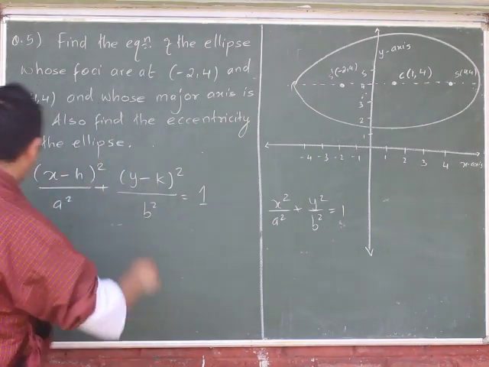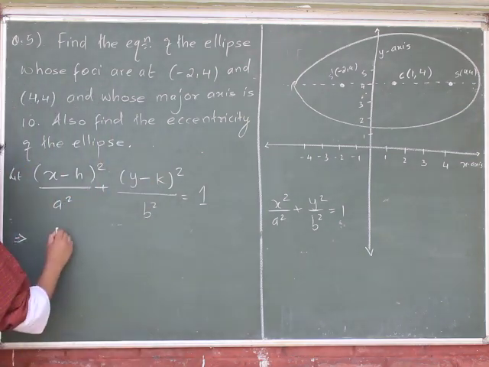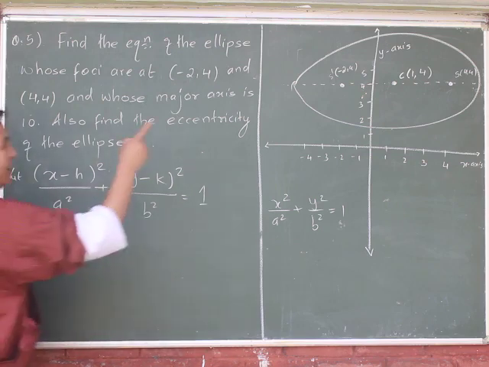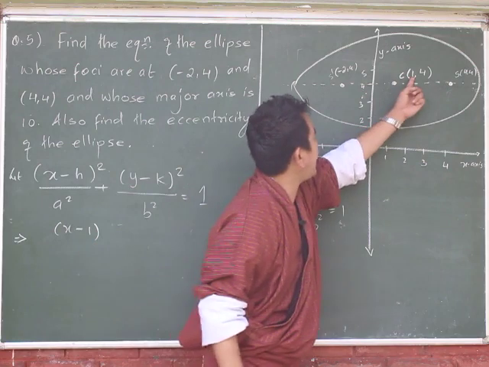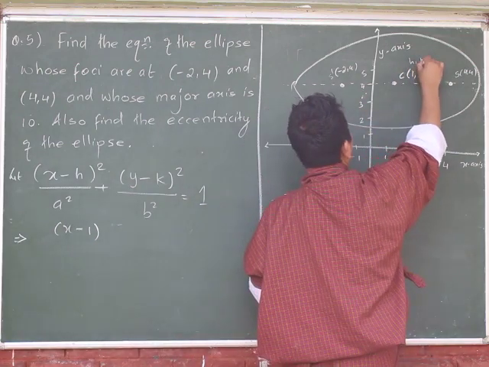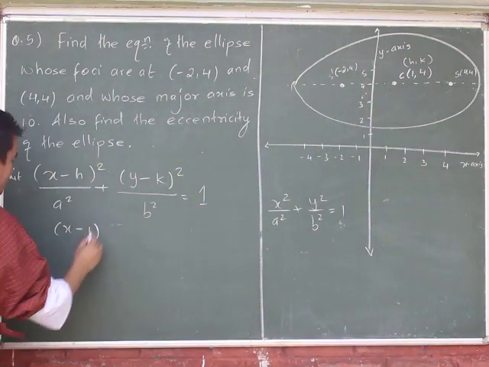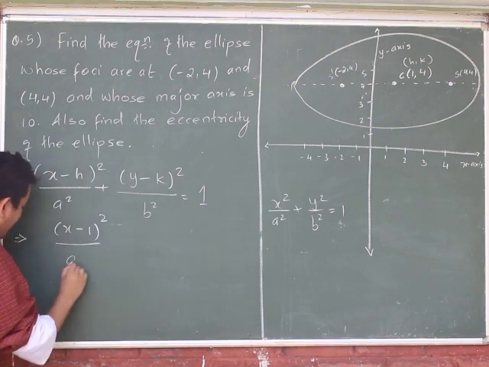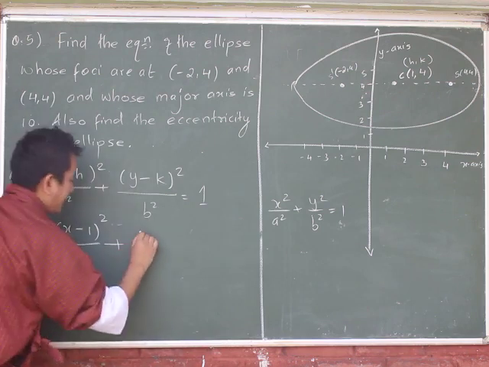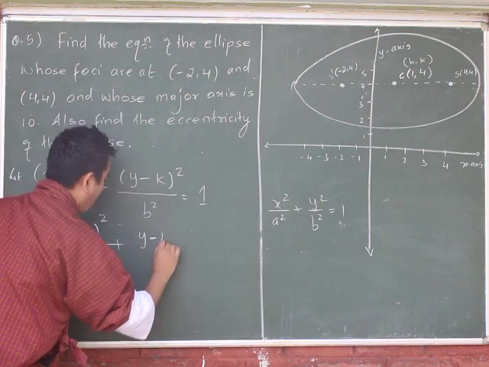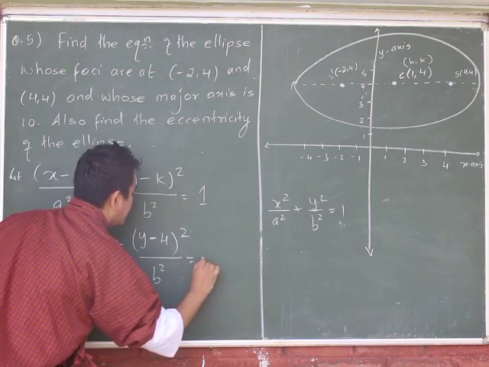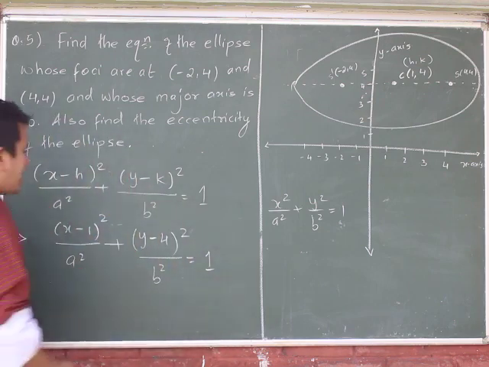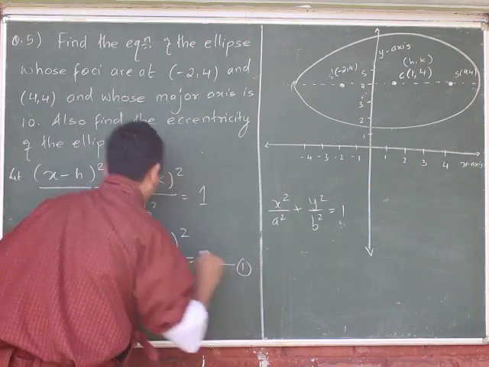Concepts remain the same. Let me rewrite this one now: x minus, what's the h value there? 1. This is the center, isn't it? The center is h comma k. So x minus 1 whole square divided by a square plus y minus, what's the k value? 4. Y minus 4 whole square divided by b square equals 1. Say this is equation number 1.